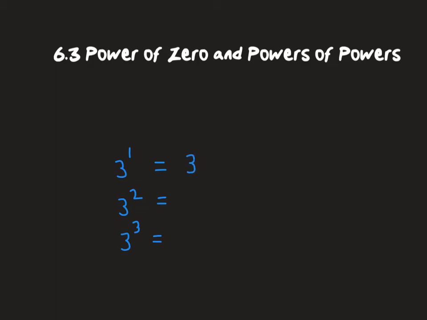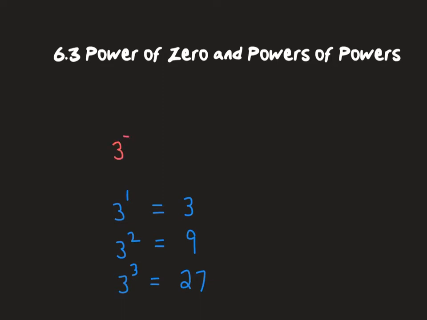Something to the second power, 3 to the second, is 3 times 3, which of course we know is 9. Something to the third power, so 3 to the third, is 3 times 3 times 3, so 27. Okay, I'm going to move these down here. And let's think about, we talked briefly in the last section about negative exponents.